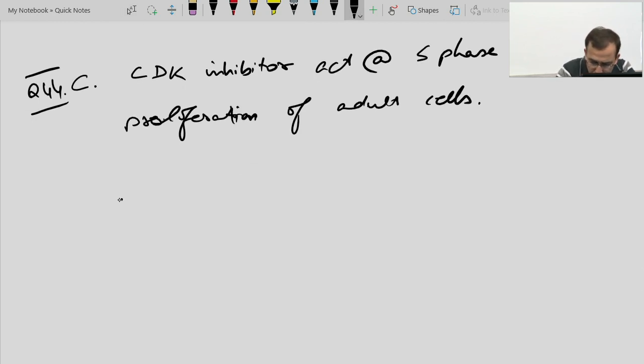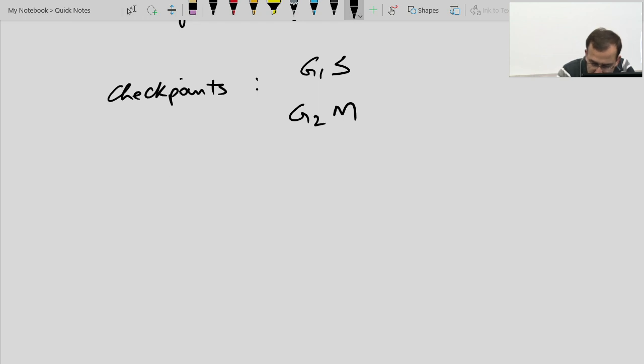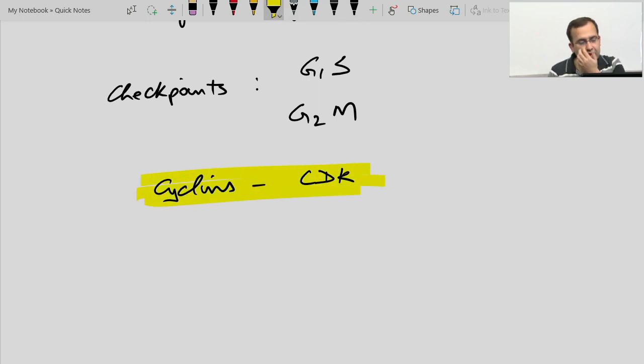Next point, there are two checkpoints in the cell cycle, which are G1S and G2M. Next point, the checkpoints are crossed by cyclins binding to cyclin dependent kinases. How are the checkpoints crossed? By cyclins binding to cyclin dependent kinases. Cyclins are proteins which increase and reduce in a cyclical manner.